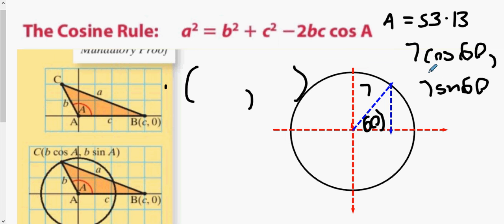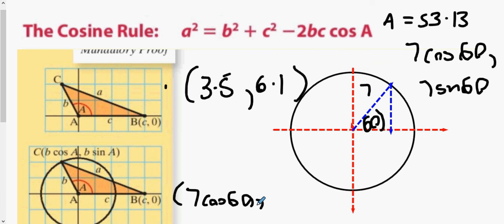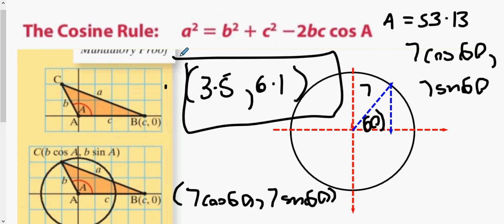Would you tell me what the 2 things are when you get them? 7 over 2 for cos. So 3.5. And the other one? 7 root 3 over 2, which is just in decimals 6.06. So 6.1. So that would be that coordinate. So any coordinate can be explained in polar coordinates, which are these ones here, or they can also be explained in Cartesian coordinates, which are these guys here, or regular coordinates.